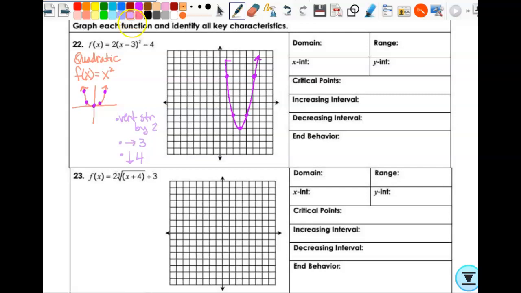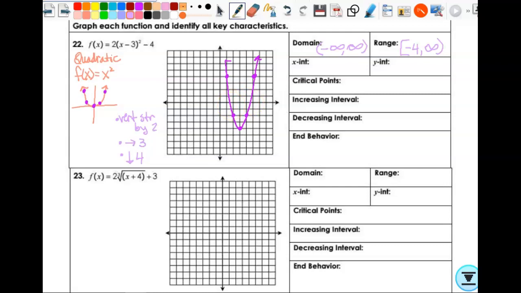Okay, so my domain, negative infinity to infinity. My range, I start down here at 1, 2, 3, 4, at negative 4, which I include, and I go to infinity. My x-intercept, I have 2 of them. Don't know what they are, so I've got to find them, right?